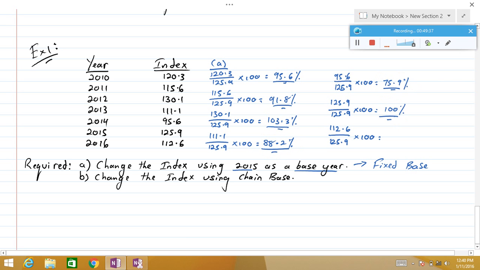Check, is that correct? So this is fixed base. Fixed base is very easy, right? Everything you divide with what? 2015 index. Now how about the B now?